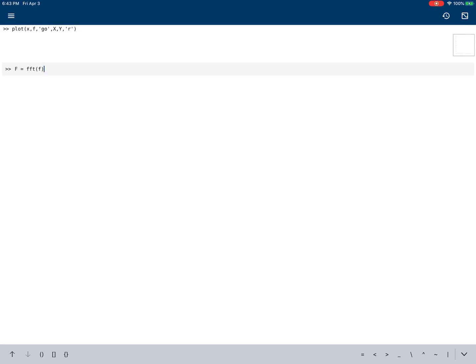FFT stands for fast Fourier transform, and this is the algorithm upon which modern technology is built. This is a very, very efficient way of computing the discrete Fourier transform coefficients. It's much faster than doing it the way that we did in the previous video.